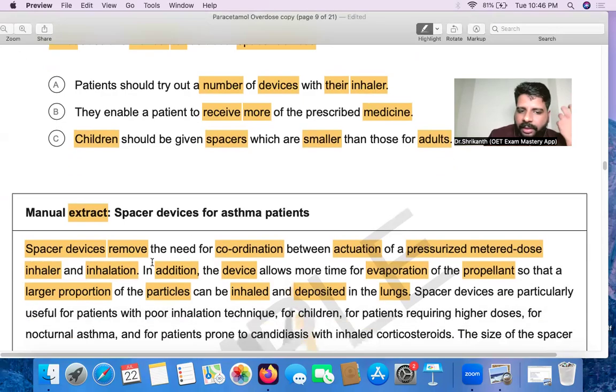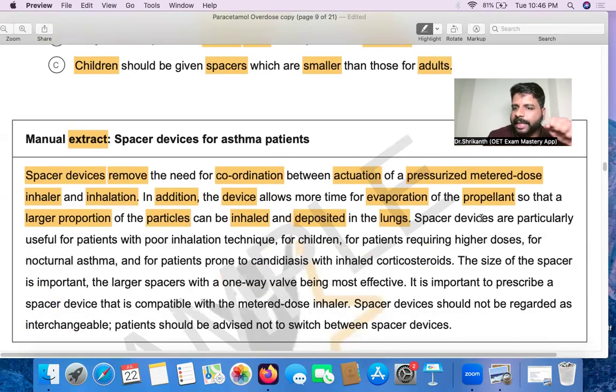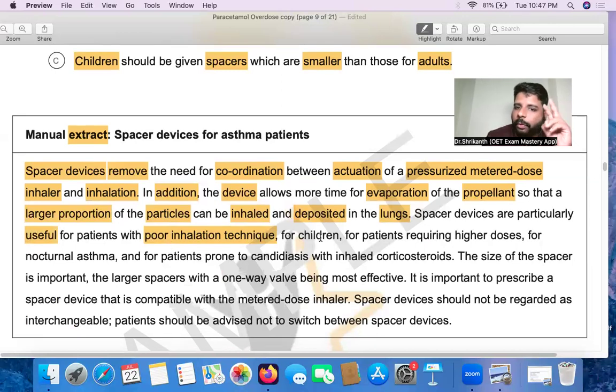So now let's read the third sentence. Spacer devices are particularly useful for patients with poor inhalation technique. So people who don't have proper inhalation technique, for them it is very, very useful. So they are talking about the third benefit. Third benefit is useful for those type of patients. For children, for patients requiring higher doses. So some patients need very high dose. For children, they don't have inhalation technique.